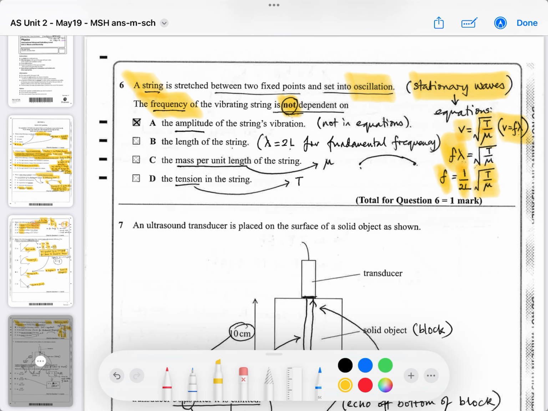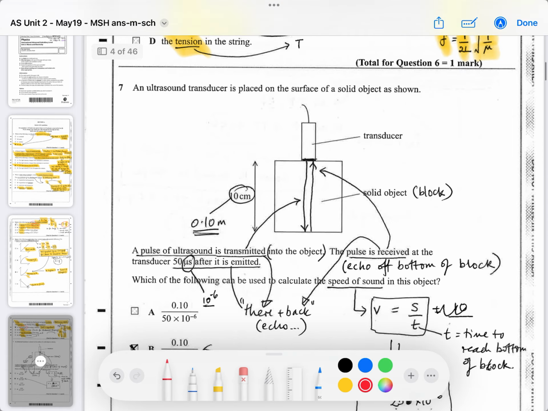Let's see which one the frequency does not depend on. The amplitude is not in the equation at all, so it won't depend on A. The length is in the equation, so it will depend on length. Mass per unit length is in the equation, so the frequency does depend on that. And the tension is in the equation, so the only one not in the equation is amplitude. The amplitude is the giveaway.